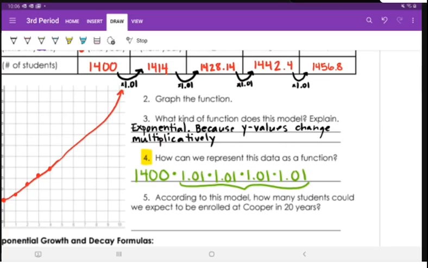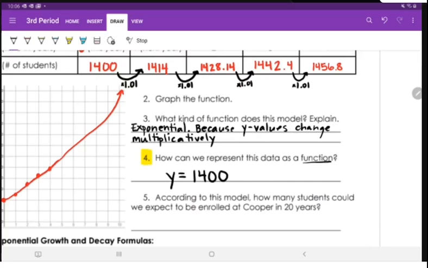1.01 to the power of x. So that's going to be our answer to number 4. So this part you do want to write down. Our function is y equals our starting value times our factor, 1.01, to the power of x, where x is our number of years that we want to look out into the future.